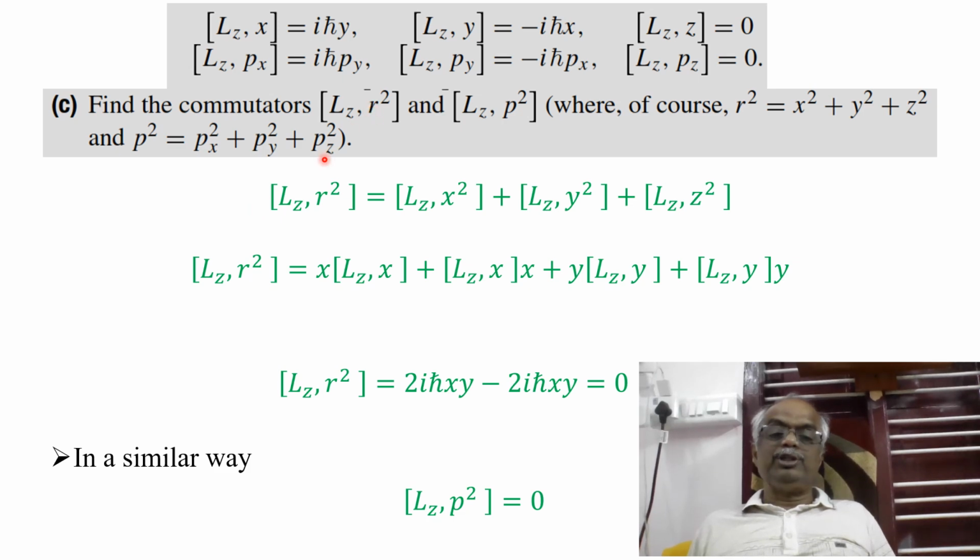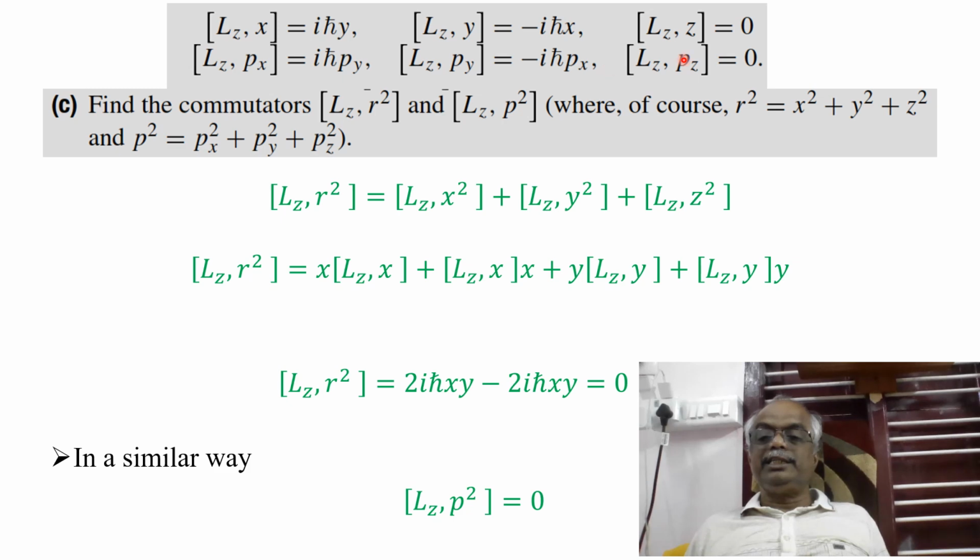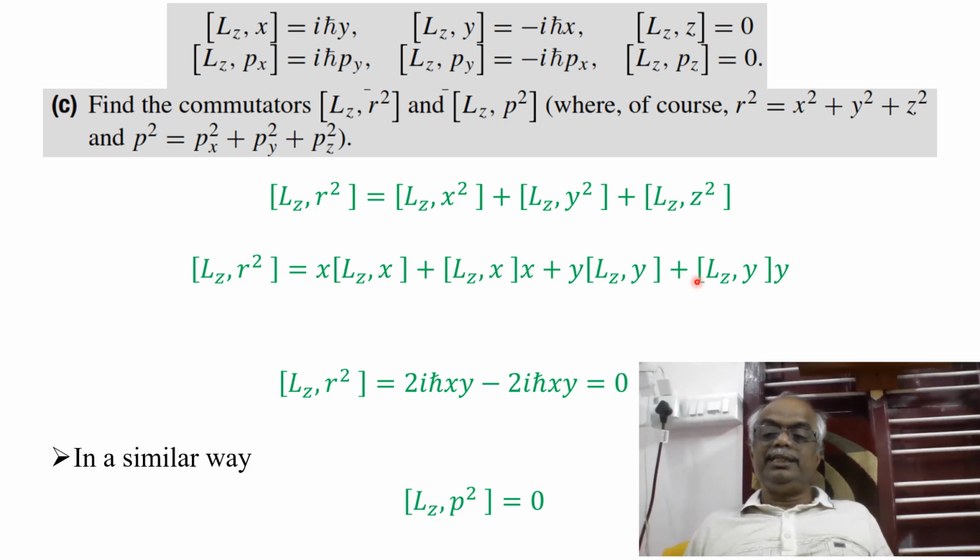Then first one we will take the commutation of Lz with R squared. This can be written as x squared plus y squared plus z squared. So we have separated this into three commutators. Already we know that Lz commutes with z, this is equal to 0. The third term will be 0, so don't worry about this.